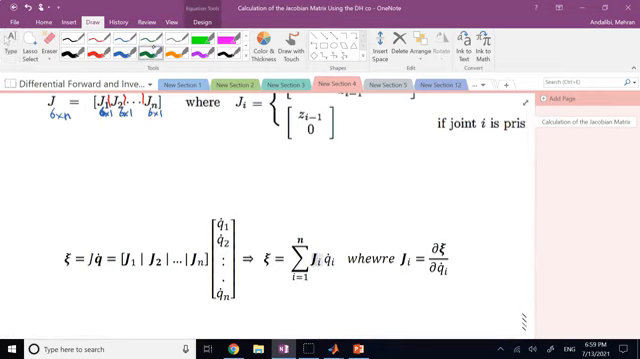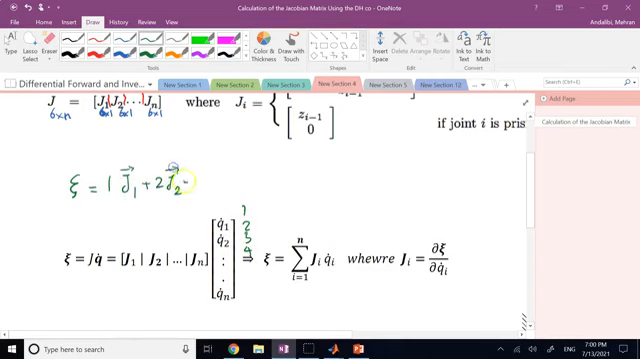Let's say you only have 4 joints, like a SCARA. Let's just come up with some numbers for this vector, say 1, 2, 3, 4, just to make it simple. Zeta is going to be 1 times J1 plus 2 times J2 plus 3 times J3 plus 4 times J4, for example. What's the meaning of this? It means this vector zeta is a linear combination of the columns of the J matrix, correct?